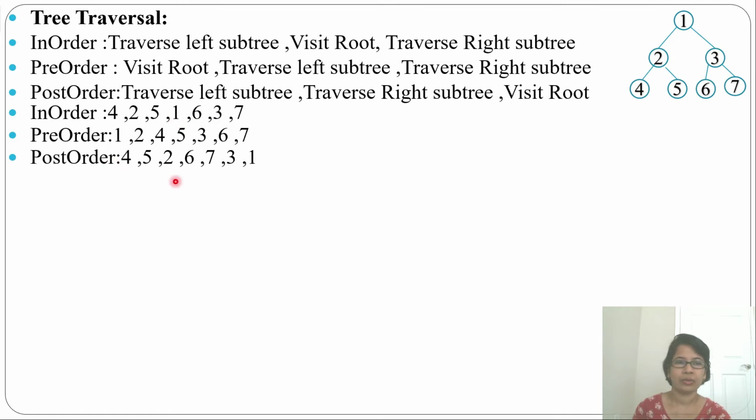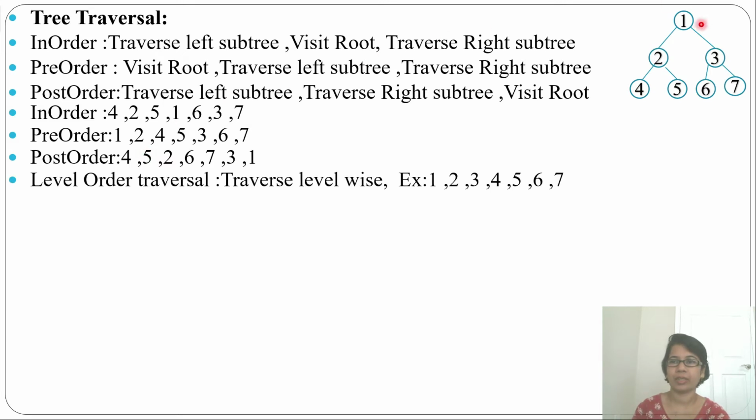So if in-order and either pre-order or post-order is given, you have to construct the tree and find the other traversal. There is another traversal called level order, which traverses level-wise. First we traverse level 0, then level 1, then level 2. Like we will traverse 1, 2, 3, 4, 5, 6, 7. That is called level order.